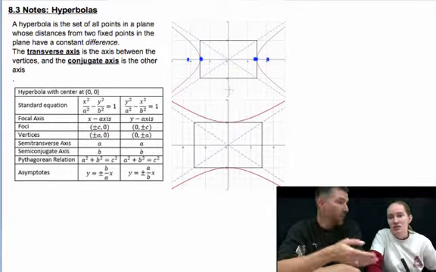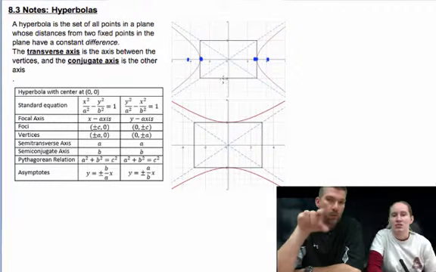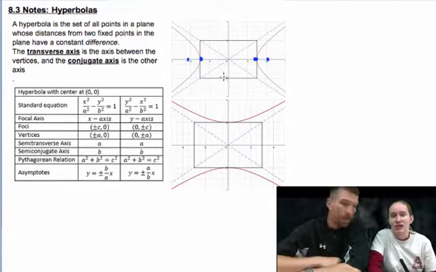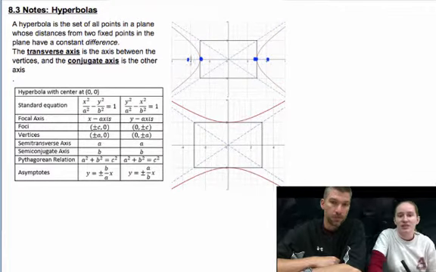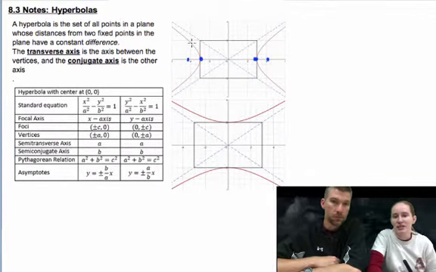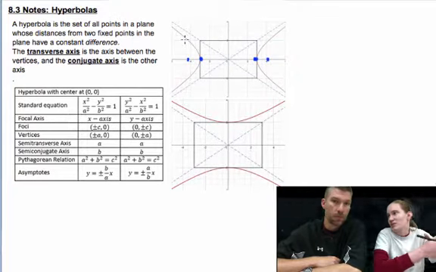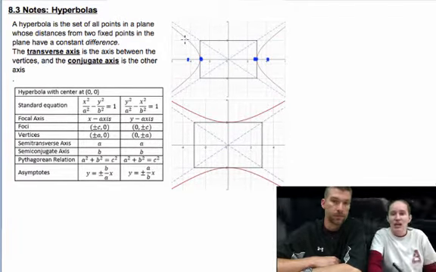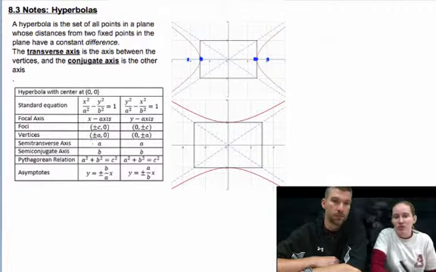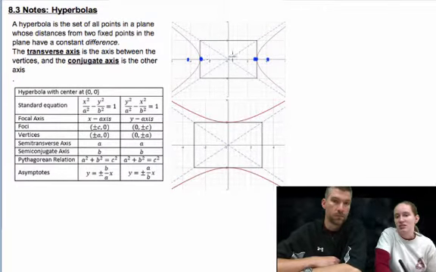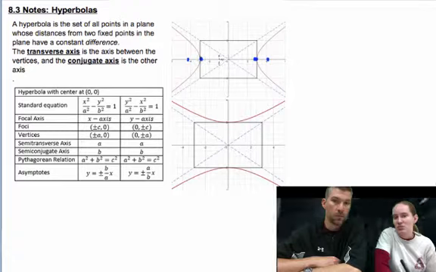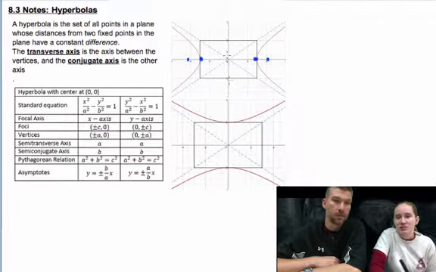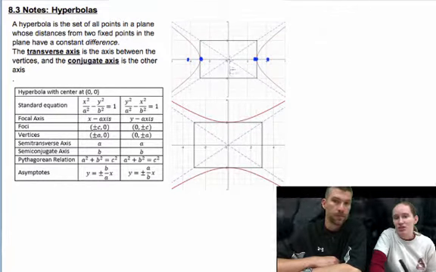So again, we've got this situation where the hyperbola is bent around a focus. This time, each of these points ends up being a constant difference, whereas in an ellipse it was a constant sum. So the transverse axis is the axis that goes between the vertices. This direction would be the transverse axis. The conjugate axis, which would be the opposite one, goes the other direction.